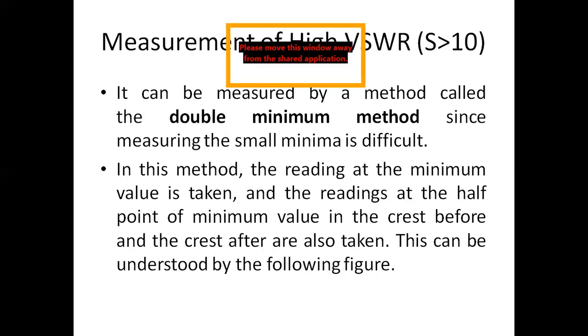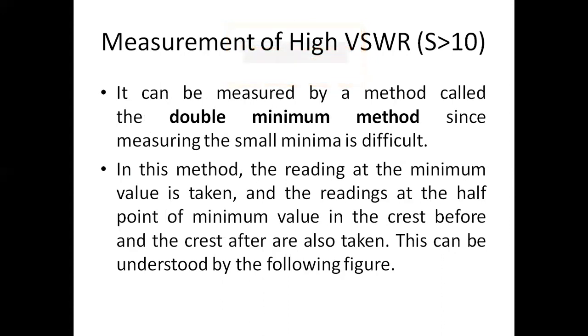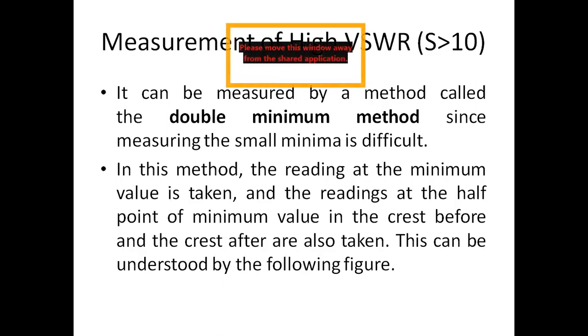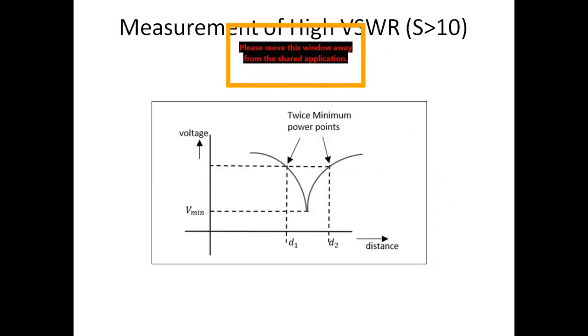Then measuring high VSWR, that is, S value greater than 10, uses a concept known as the double minimum method. Why are we going for the double minimum method for high VSWR circuits? The value of Vmin is very small compared to Vmax. It's very difficult to measure Vmin since it's very small. So instead of measuring Vmax and Vmin, we are using this double minimum method.